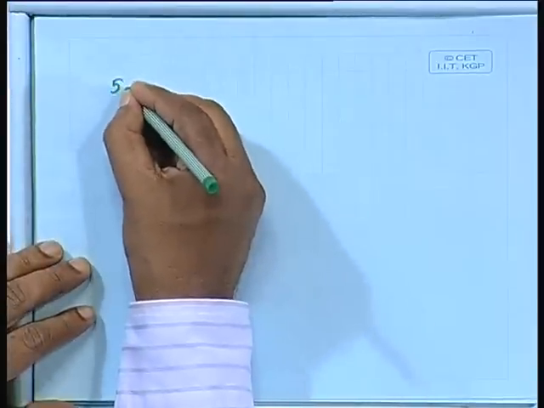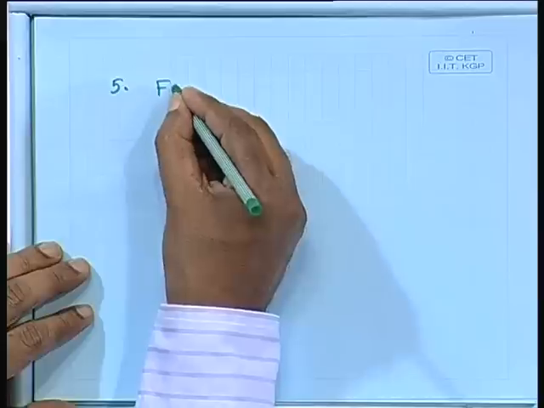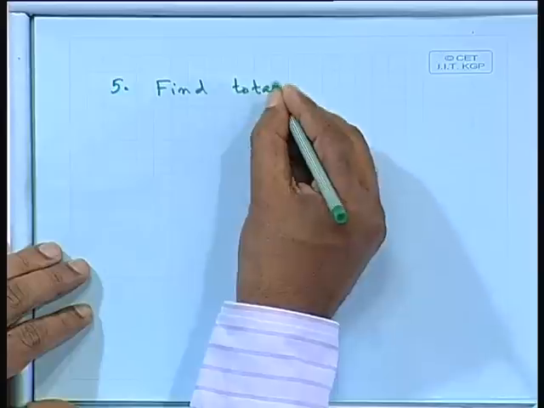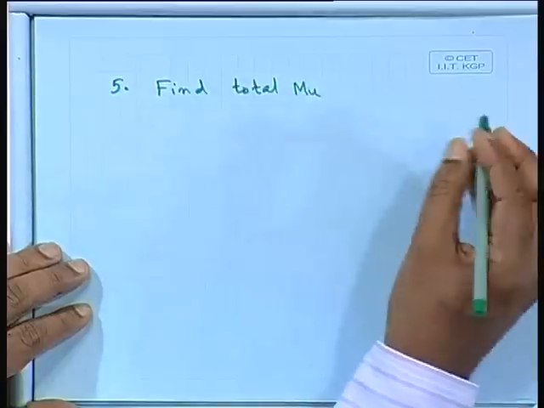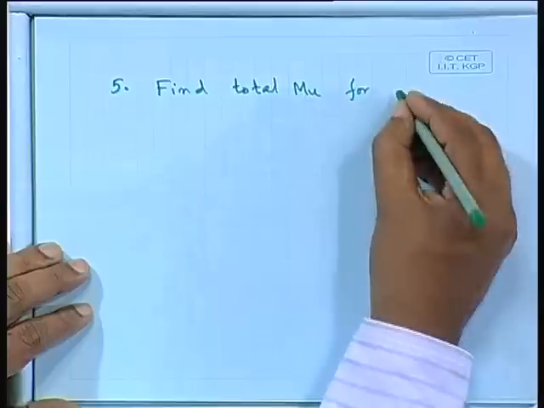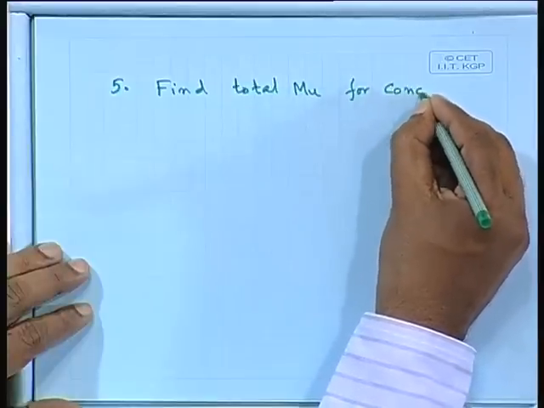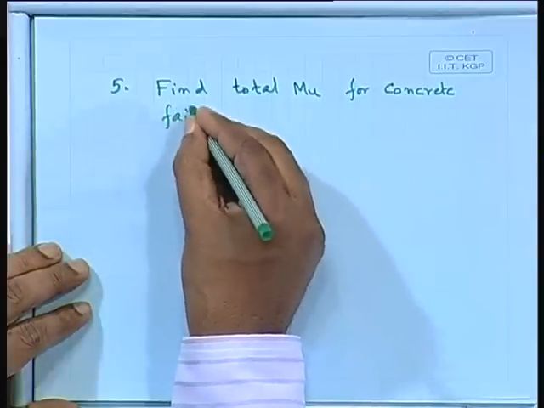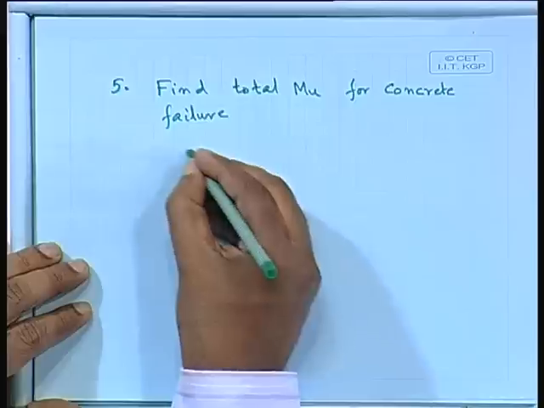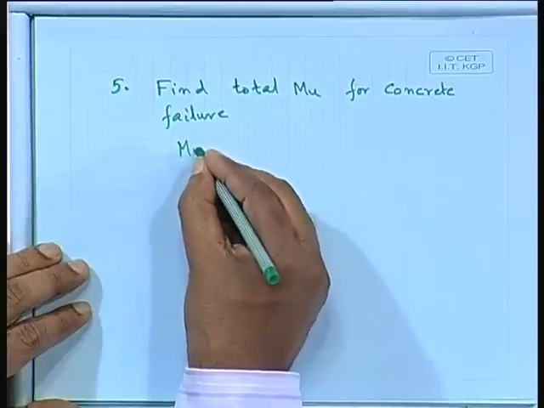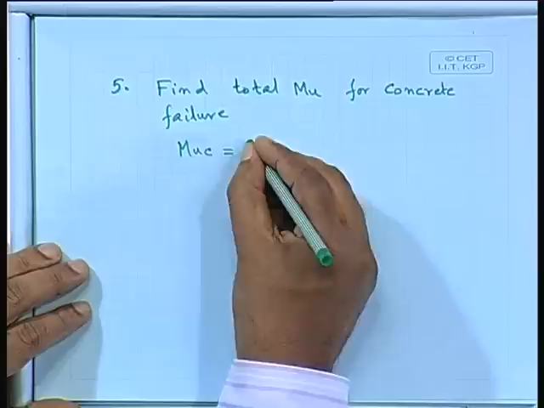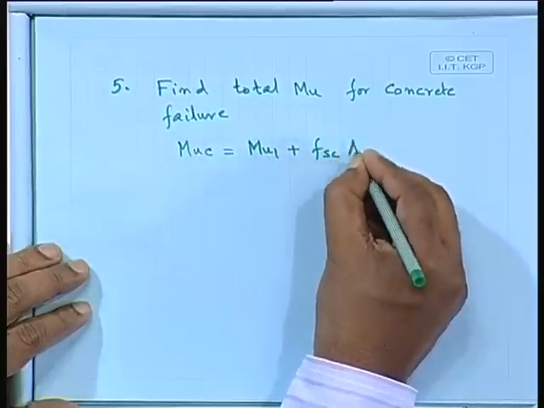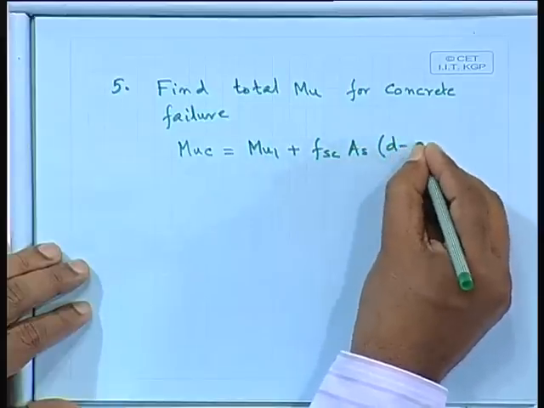Number 5, find total MU for concrete failure. We can designate it as MUC equal to MU1 plus FSC ASC times d minus d dash.